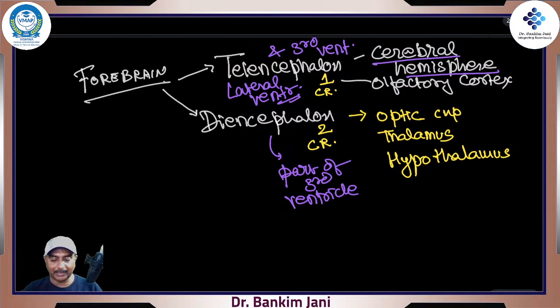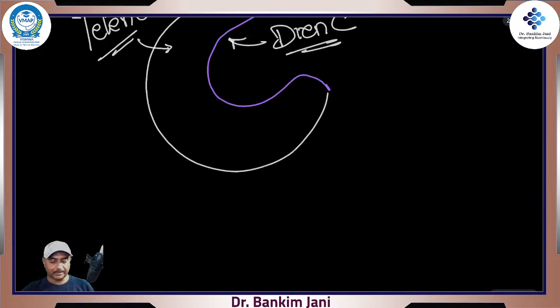Forebrain divided into telencephalon and diencephalon, right? Telencephalon, cerebral hemisphere, olfactory cortex, right? And the lateral ventricle and third ventricle. This is cranial 1, olfactory, which will be in association with it. Diencephalon, cranial number 2, optic, thalamus, and hypothalamus. Obviously part of third ventricle also.